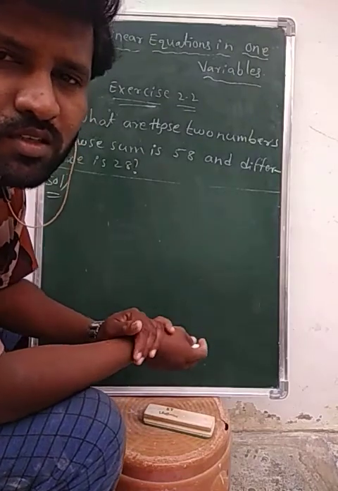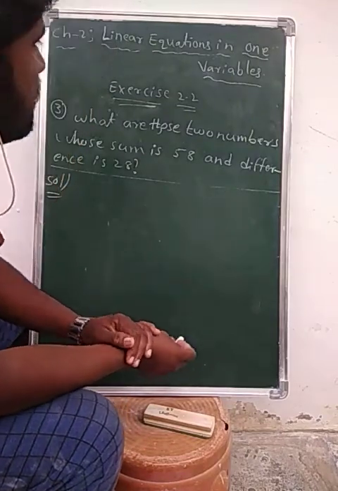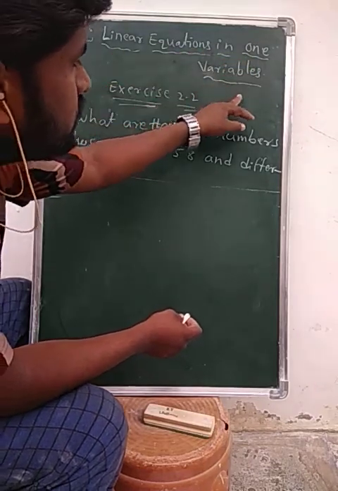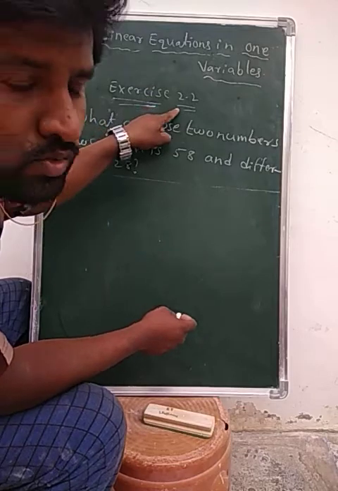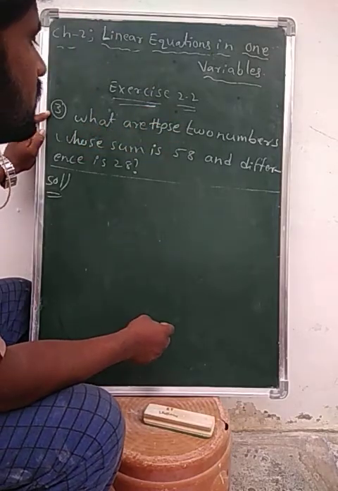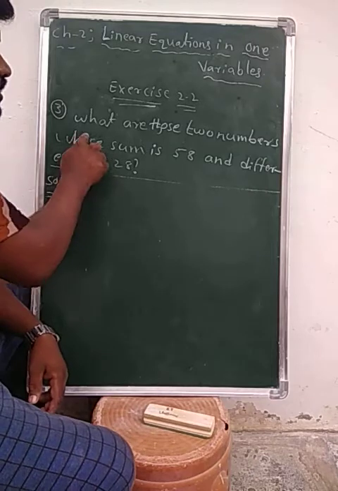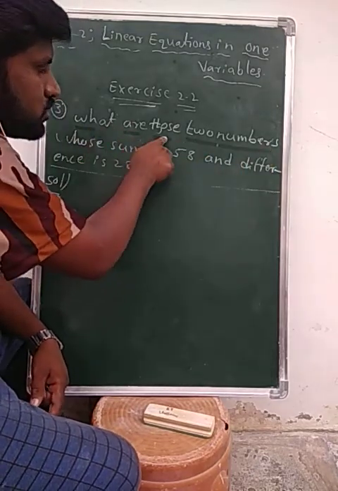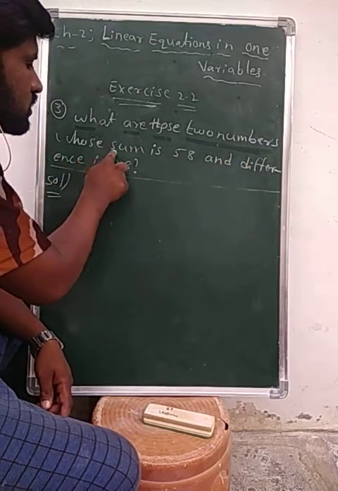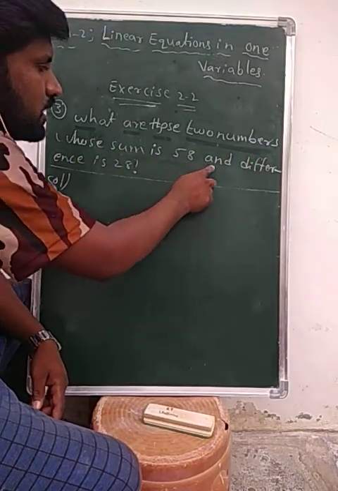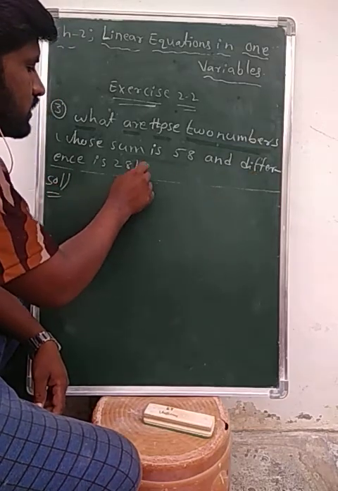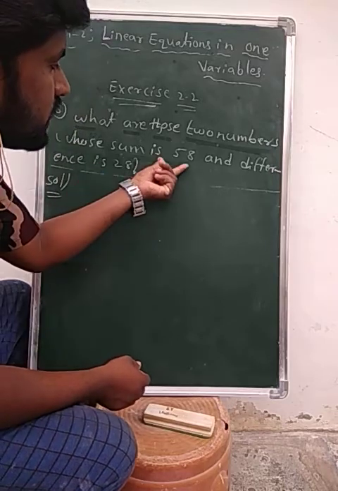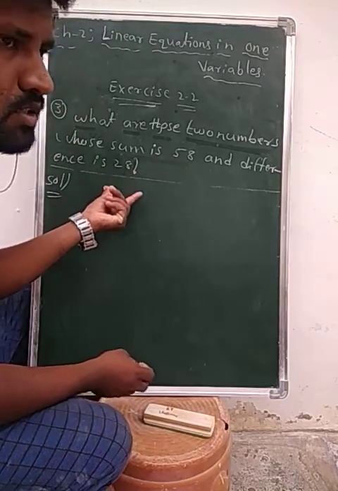Good morning, students. Today we are going to discuss chapter 2, linear equations in one variable, exercise 2.2, third question. The question is given: what are those two numbers? Their sum is 58 and difference is 28. What are those two numbers? So sum is 58 and difference is 28.